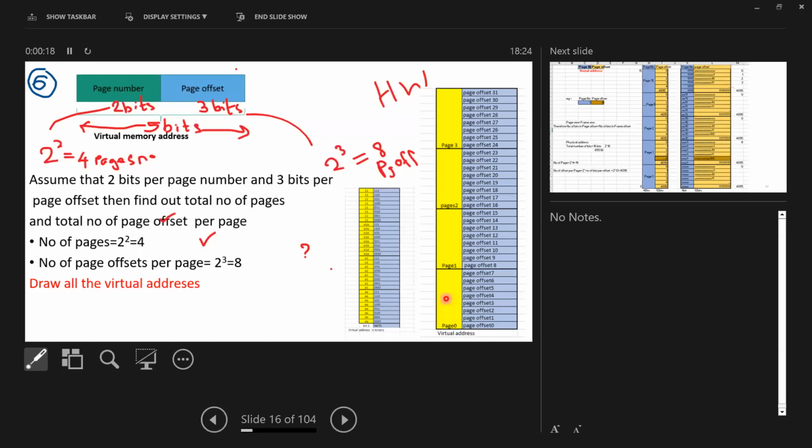So there are pages 0, 1, 2, 3. Altogether 4 pages are there. Why? 2 to the power 2 is 4. Then for the page offset, there are 2 to the power 3, that is 8. So page 0, offset 0, offset 1, 2, like that up to offset 7. Then page 1, offsets from 8 to 15. Page 2, offsets from 16 to 23. Page 3, offsets from 24 to 31, like we discussed last week.